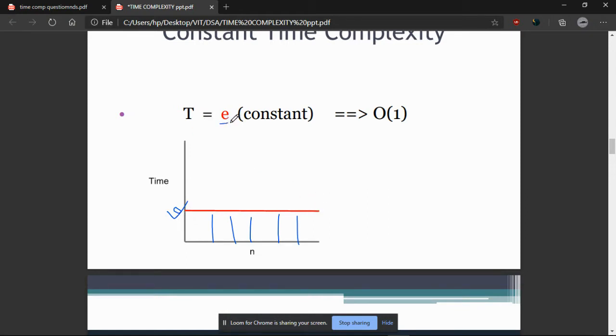So t equals e. Well, we have nothing here. It is constant. We don't have any n because it does not have any relationship with n. So we can rewrite e as e multiplied by 1. Now we have 1 times e. We take out the e. We have big O of 1.